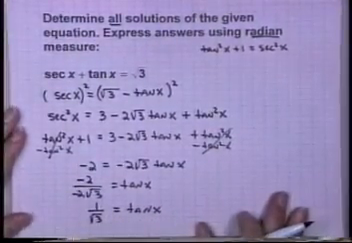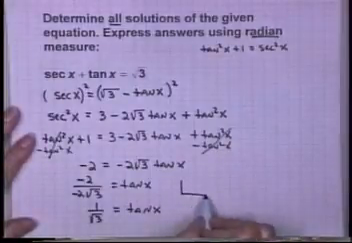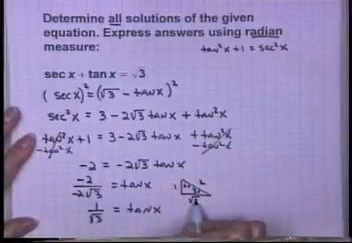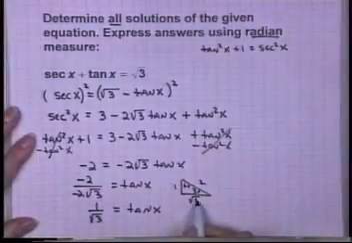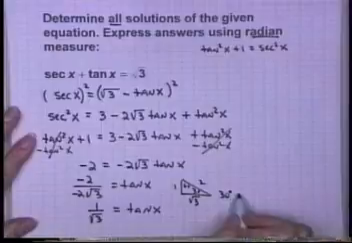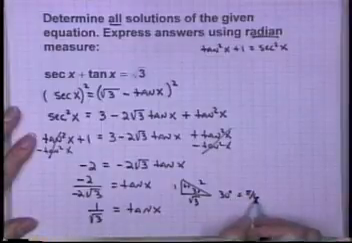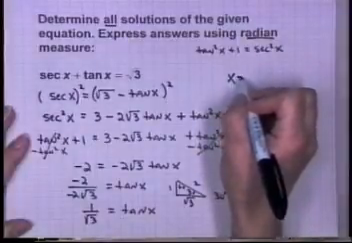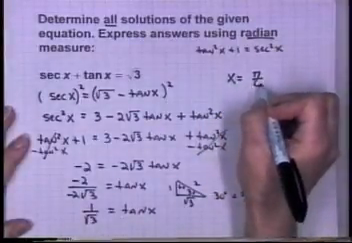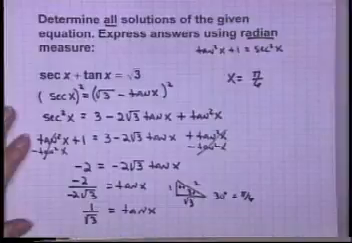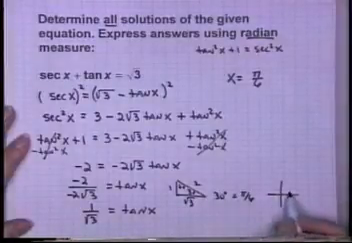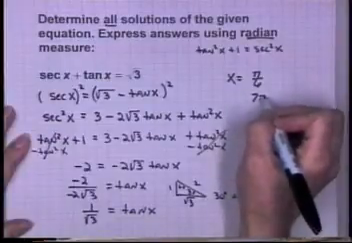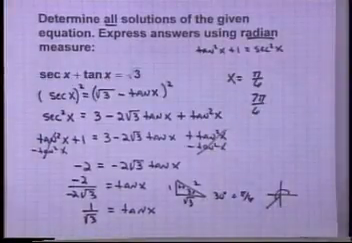Okay? Now, I'm thinking about that 30-60 triangle again. 1, 2, square root 3. If the tangent is 1 over the square root of 3, that's 30 degrees or pi over 6. Okay, my tangent value is positive. That's quadrant 1. The tangent is also positive in quadrant what? 3. So if we use pi over 6 here, we'll get 7 pi over 6, won't we?